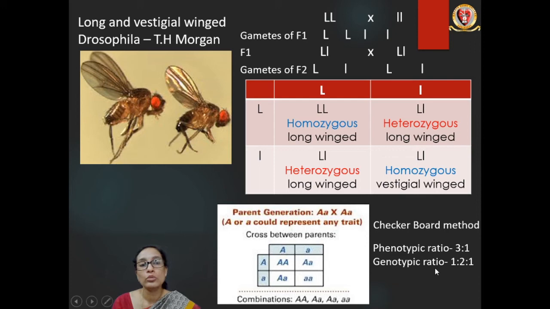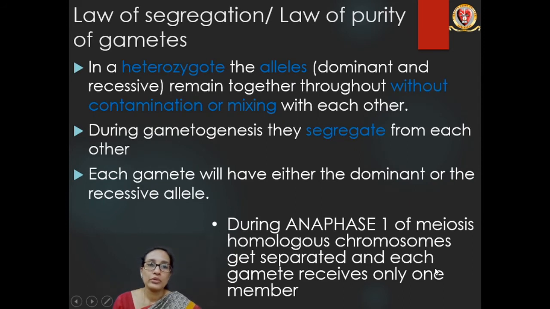And that is with the monohybrid cross, which agrees with the Mendelian phenotypic ratio of 3:1 or genotypic ratio of 1:2:1. Now based on this, Mendel proposed the law of segregation, or law of purity of gametes. He said that in a heterozygote, the alleles, be it dominant or recessive, always remain together throughout without any contamination or mixing with each other.